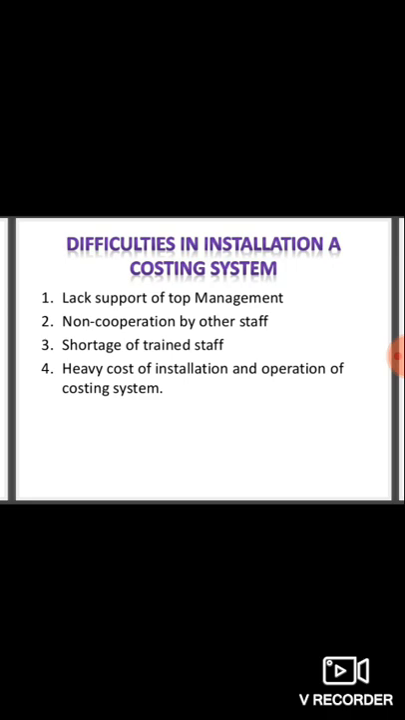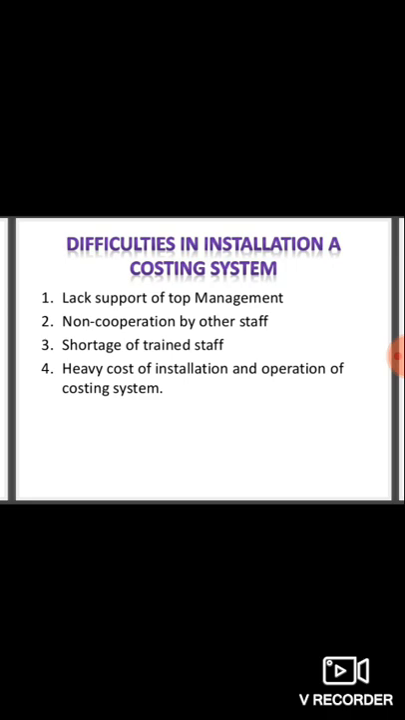There could be non-cooperation from other employees who are working in the firm because of the new things to be learned by the employees, so these things can bother them. So the non-cooperation by the other staff can be possible in the installation of a costing system. This is also a difficulty for installation of a costing system, and shortage of trained staff.